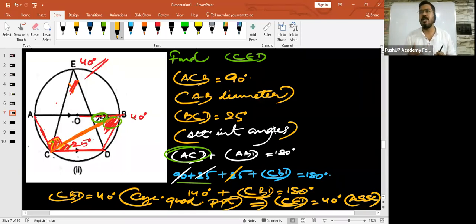So going forward, children, you're going to learn 3 to 4 more properties. So as a whole chapter, there are total 8 to 10 properties. Now, remembering all the properties at the same time, and according to the given situation, deciding which property is to be applied, that is a very big challenge for both teachers as well as students.